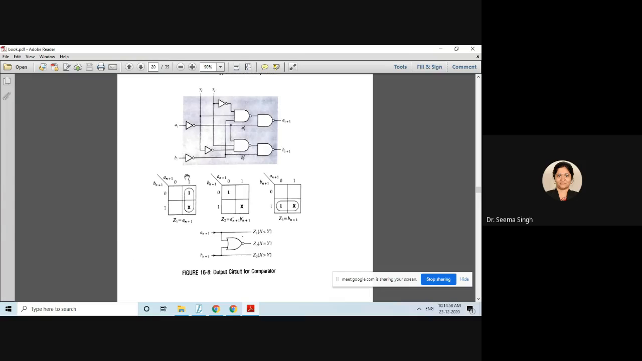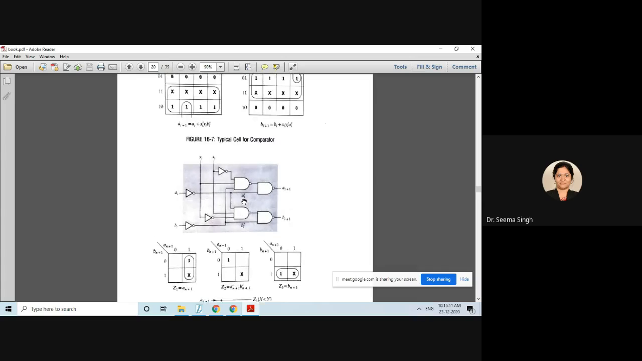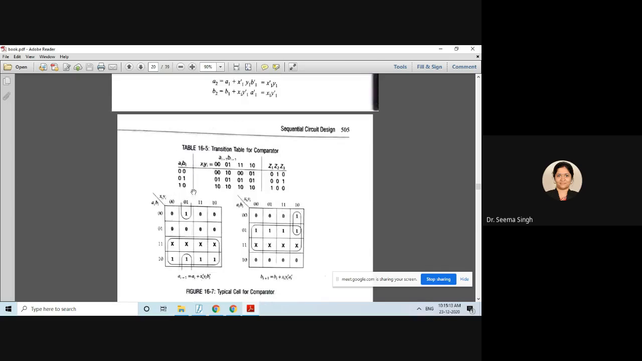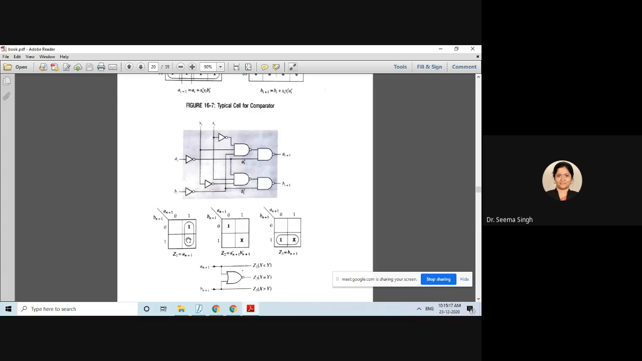Can you see? When a is ai plus 1, ai plus 1 is 1 and b is 0. So this is high, and 1 1 is don't care. I hope you remember, 1 1 was don't care, na? ai bi 1 1 was don't care. So that is why this 1 1 is don't care. Put it in all the three cells.